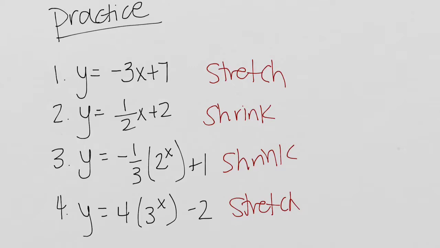Alright, so the first one's a stretch because, again, we don't care that this is negative. That just means we're reflected. We're looking at the number, so that is bigger than 1, we're stretching. Alright, this one is between 0 and 1, so we're shrinking. Again, don't care about the negative. We want the number in front of the parent, which is 1/3, so that's a shrink, and then we want the number in front of the parent, which is 4, which is a stretch.